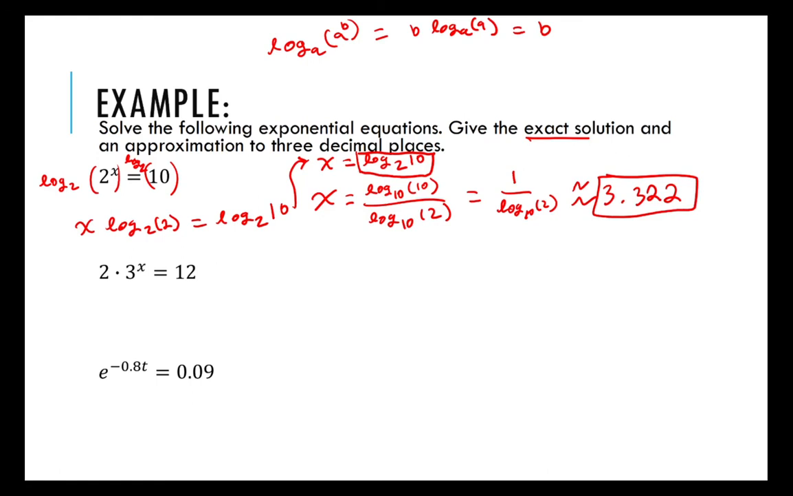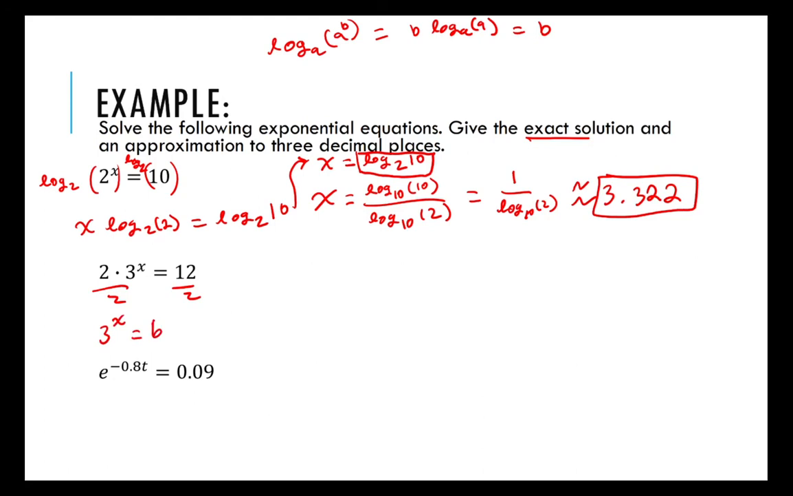For the next one, I have 2 times 3 to the x is equal to 12. Step 1, we need to isolate the exponential. Notice that this is the exponential, so I need to get rid of that 2 that's there. Well, what's the opposite of multiplication? Division. So I'm going to divide both sides by 2. I then get 3 to the x is equal to 6.